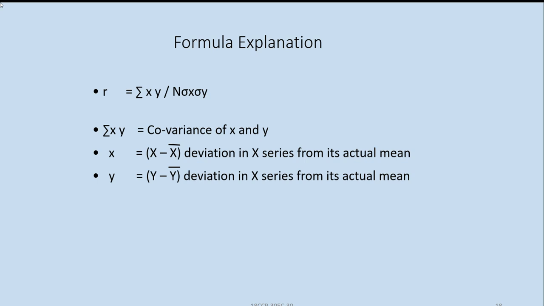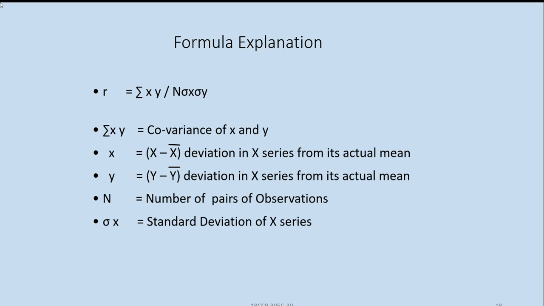The covariance means the deviations of x and y are multiplied. Small x is equal to x minus x bar, and small y is equal to y minus y bar. And here n is equal to the number of pairs of observations. Sigma x is the standard deviation of the x series, and sigma y is the standard deviation of the y series.